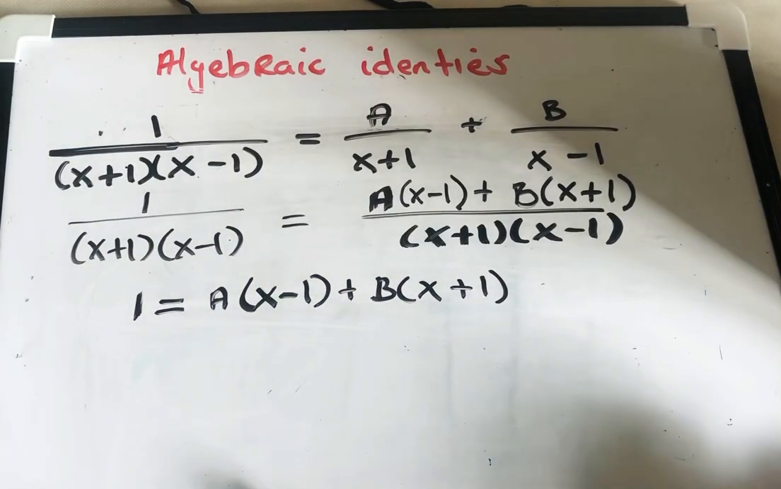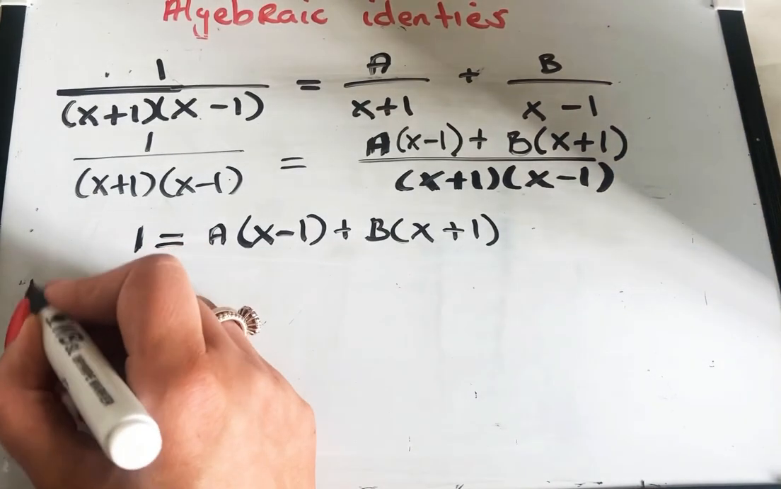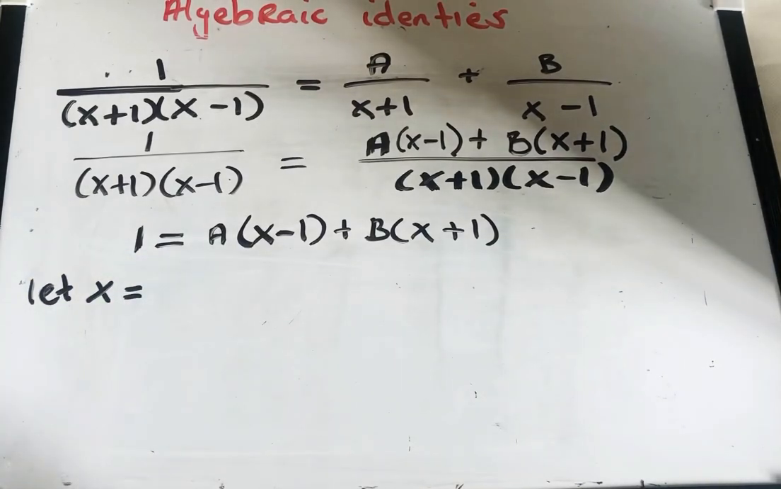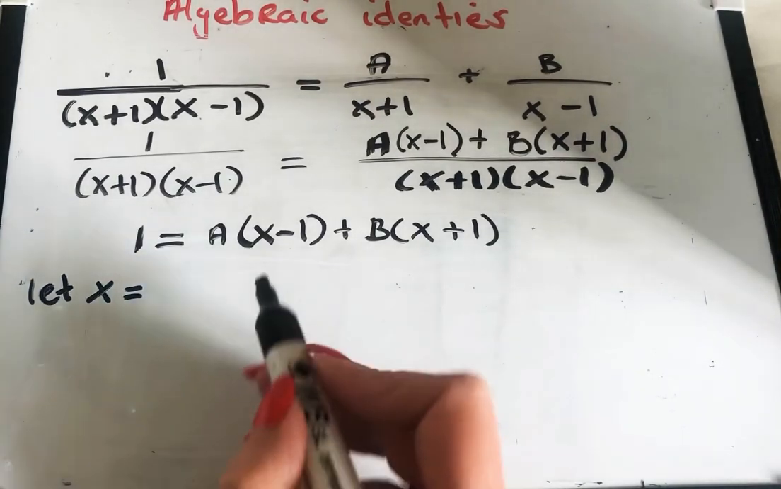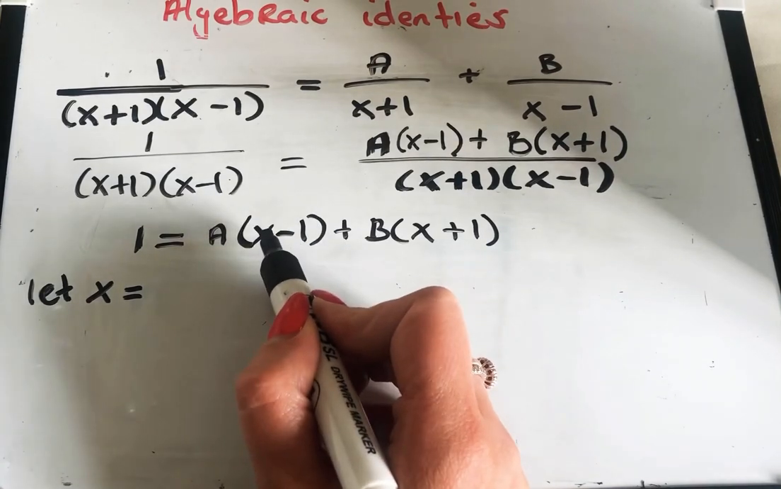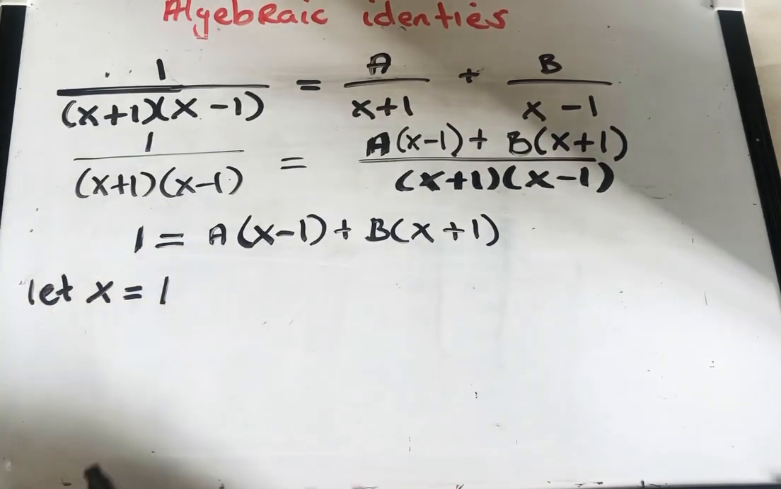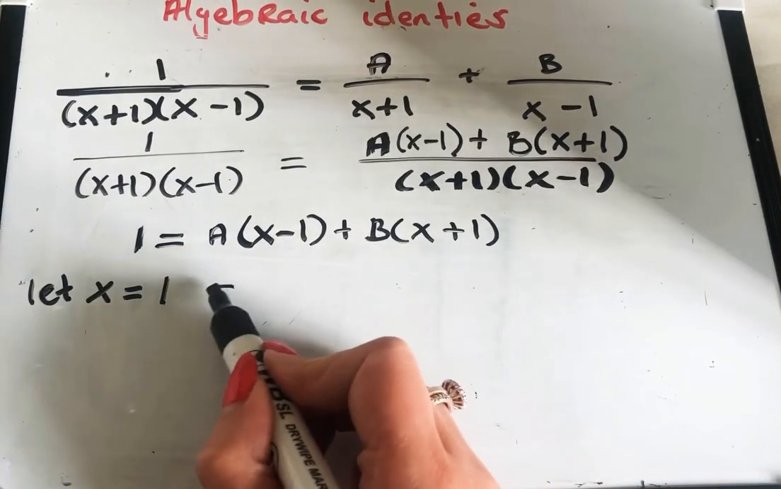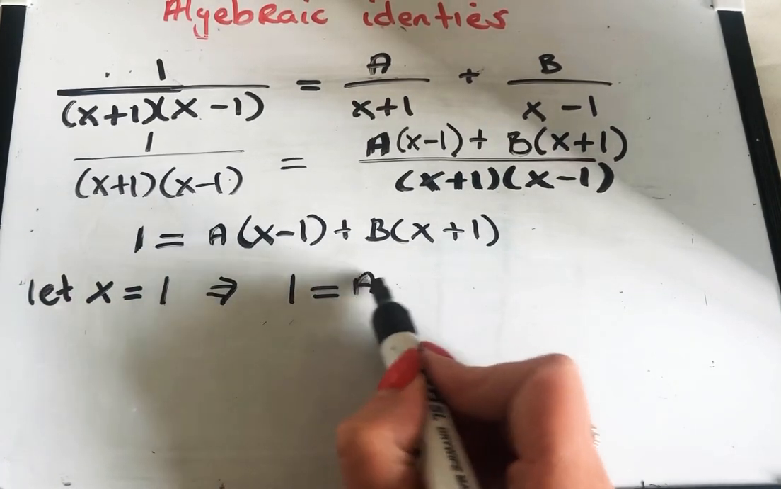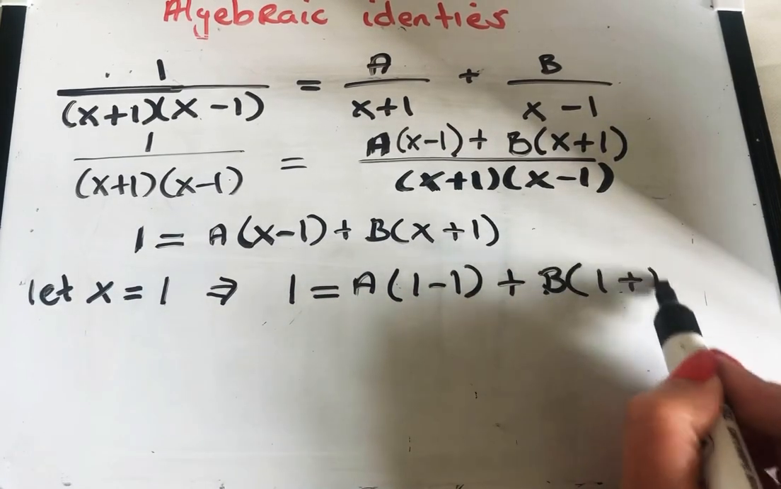Now we come to a stage where we're looking to try and find a value for a and a value for b. So let's pick some numbers. Let x equal. So we're going to start off and be clever about this and say, if I want to make this bracket 0, what number would I put in there? And I'd say 1. So I'm going to start off with that and say let x equal to 1. So this implies we get 1 is equal to a times 1 minus 1 plus b times 1 plus 1.